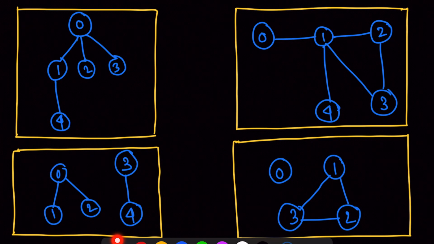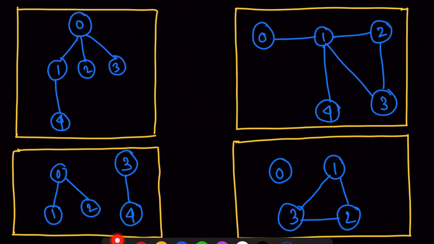Let's see this one. The number of nodes 1, 2, 3, 4, number of edges 1, 2, 3. So number of edges equals number of nodes minus 1. So that condition is satisfied. But still this is not a tree because one thing is there is a cycle, and second thing is all the nodes are not connected.